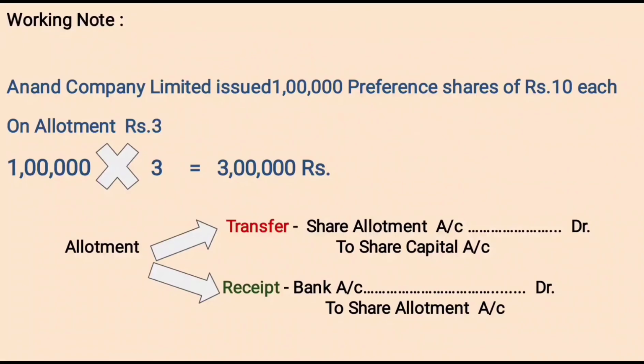Now see the working note for allotment stage. Anand Company Limited issued 1 lakh preference share of rupees 10 each on allotment rupees 3. So we have to multiply 1 lakh into 3 is equals to 3 lakh rupees. So we have to pass allotment entry. In allotment, first we have to pass transfer entry, that is share allotment account debit to share capital account. After that we have to pass receipt entry, that is bank account debit to share allotment account.